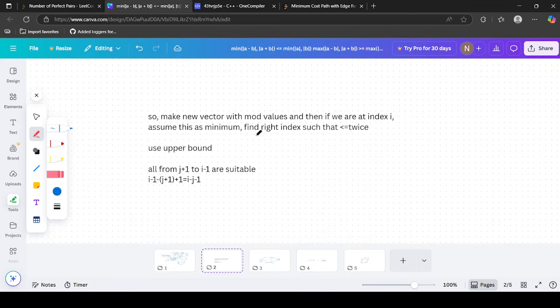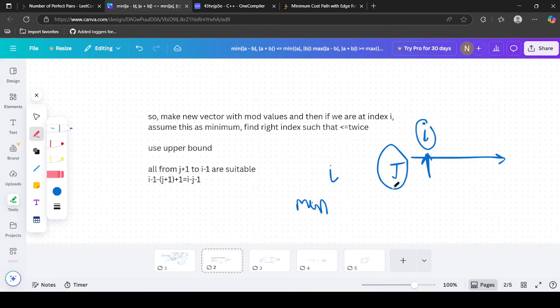So make a new vector, and for example we have a big array and we are at this index, say i. Let's assume that this is the minimum value and we have a pair i and j, and i should be the minimum value of those both. And then what is the range for j? It should be less than or equal to 2 into the minimum value.